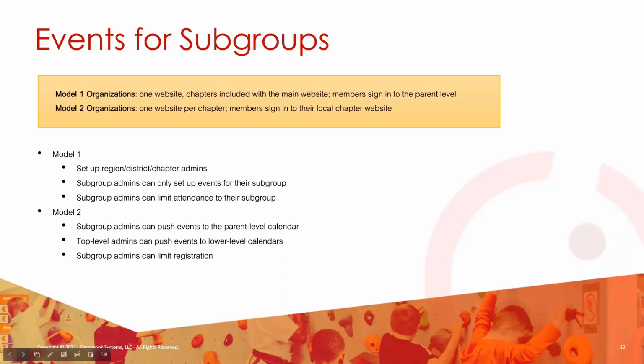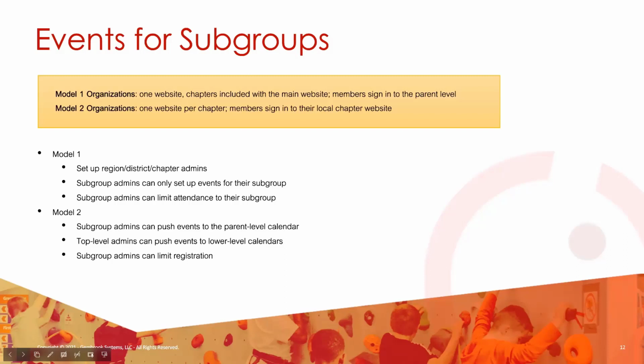Now, when you as an administrator create an event at the parent level of an organization like this, you can actually limit attendance to a specific subgroup. So if you don't want to assign out those rights, but you still want the ability to add subgroup-specific events to your calendar, you can limit the attendance. Now, with Model 2 organizations, that's going to work slightly differently. Let's talk about this, and then I'll show you what that might look like.